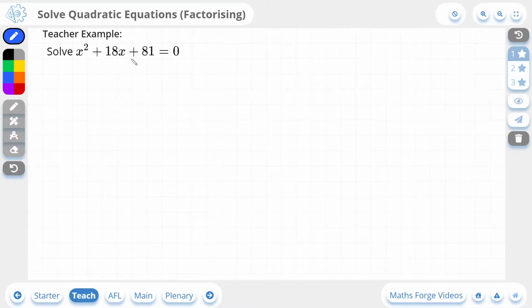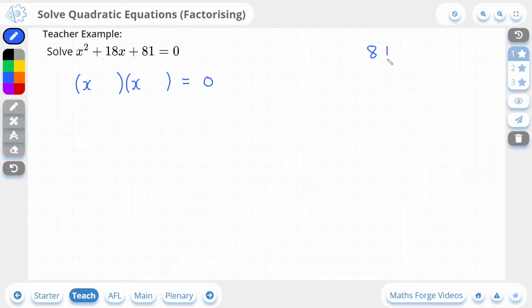Here we have a quadratic trinomial, tri meaning there are three parts to it. To solve this by factorizing, you should know that quadratic trinomials factorize into two brackets. And since there's an x squared here and the coefficient of it is 1, meaning the number in front of x squared is 1, we can just go ahead and write x and x to the left-hand side of each bracket. Now, the numbers that go into these brackets come from the 81 and the 18.